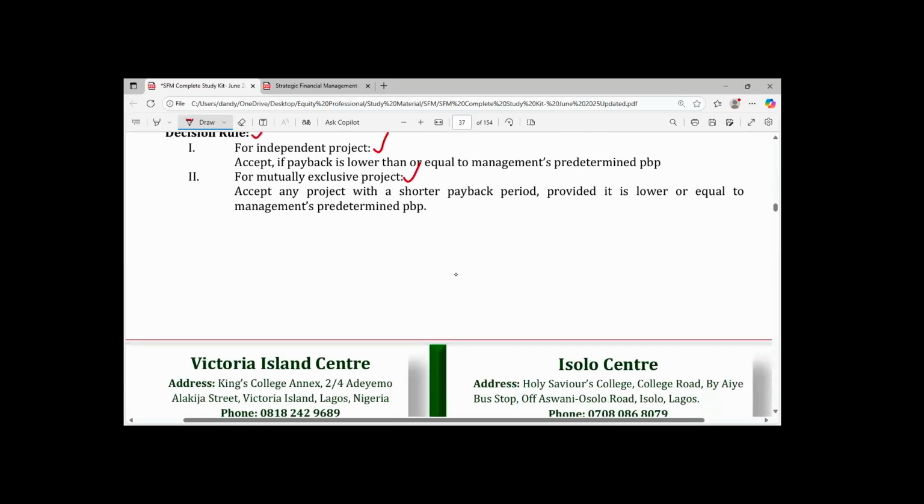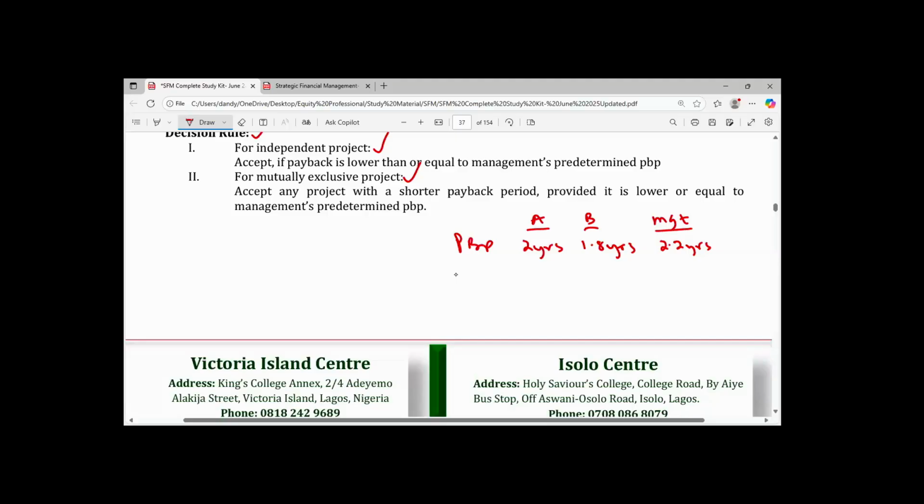Let's say, for example, we are told that projects A and B are mutually exclusive, and you have calculated the payback period for project A to be 2 years, project B to be 1.8 years. Then the management targeted payback period is given as 2.2 years. So, examiner, this is what we have calculated. Because they are mutually exclusive, you cannot accept projects A and B together. You have to select one of the two.